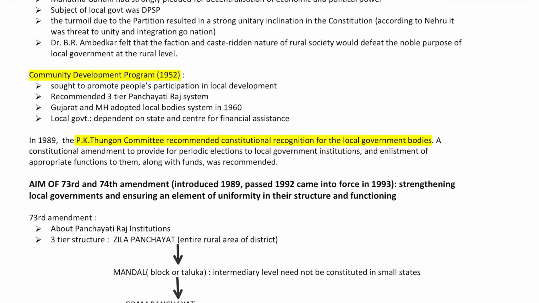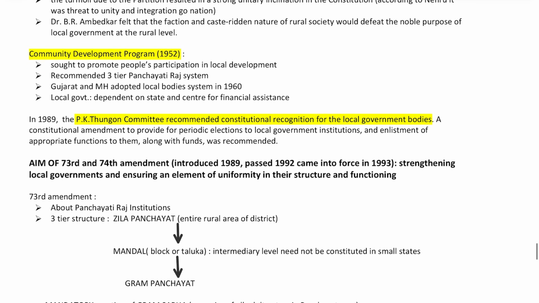A constitutional amendment to provide for periodic elections to local government institutions and enlistment of the appropriate functions to them, along with the funds, was recommended. So it basically recommended the constitutionalization of this feature of local self-governments in order to incorporate it in our constitution, so that we have a constitutional basis for the formation of these.